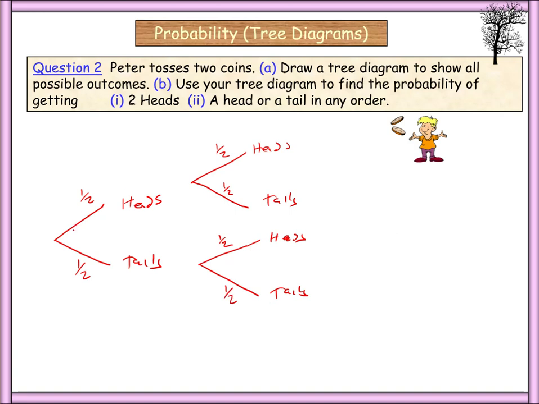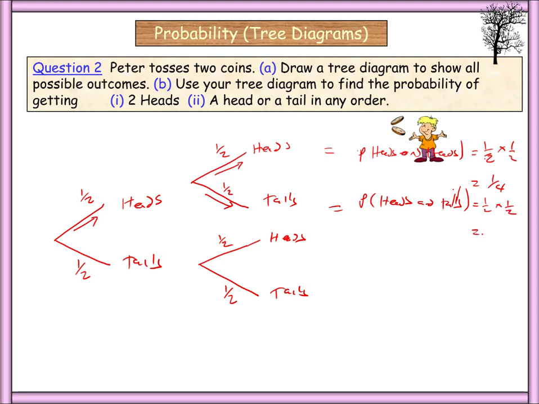But you're getting 2 heads, so you're going heads and then heads again. So probability of heads and heads is equal to a half times a half, which is a quarter. And then heads and a tail in any order. So you can do heads and then tails, which is probability of heads and tails. That's equal to a half times a half again, which is a quarter.